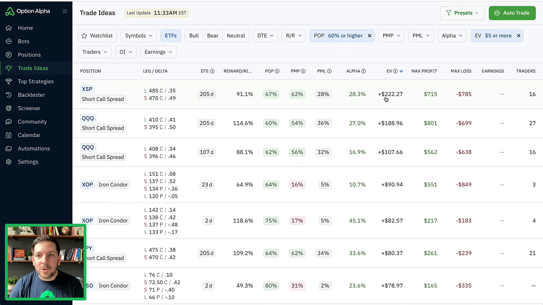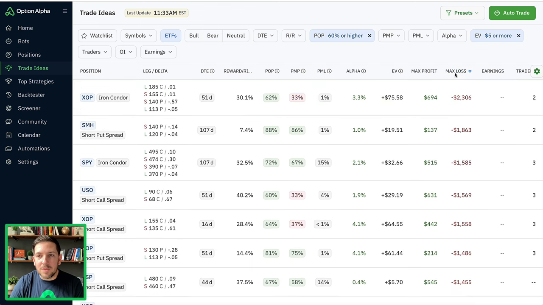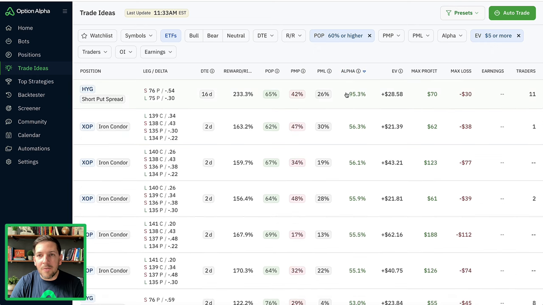$222 of alpha. Now, it's really just what the alpha is for that position, but it could entail some significant risk. It has a lot of high value here if you actually hit max profit, but also a lot of risk. You can see a lot of positions, even with max risk, still have positive expected values, like this trade in XOP, which is a 51-day to expiration trade. It still has positive expected value, but the alpha here is significantly lower.